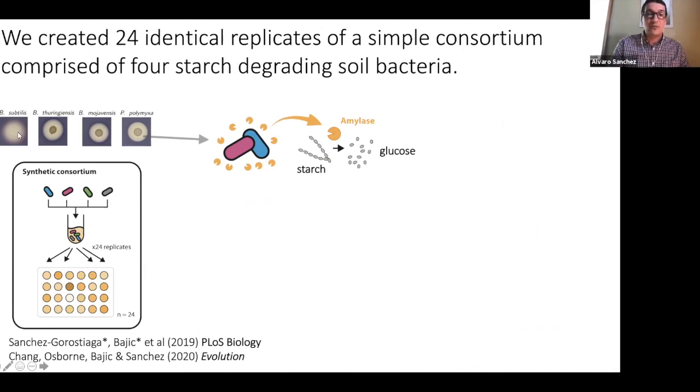And we made consortia that were identical replicates of one another. In fact, we let them equilibrate ecologically before we started the actual evolution experiment, so that we would have copies of the exact same consortium. We made 24 of them.